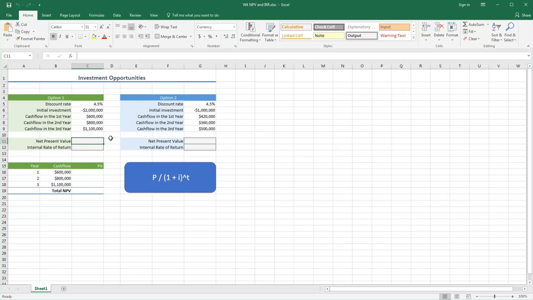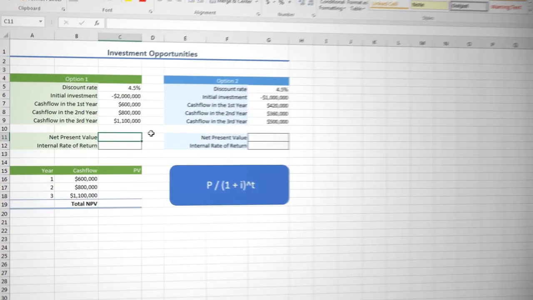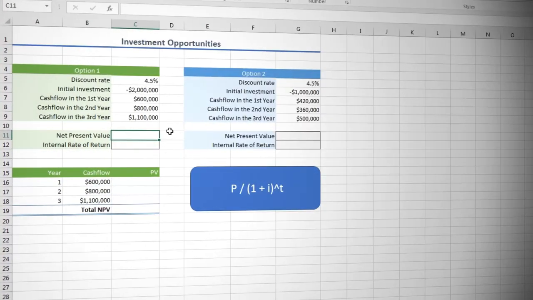Alex's next task is to use Excel functions to calculate the net present value of two investment opportunities. As we heard in the discussion videos, net present value is the difference between the present value of cash inflows and the present value of cash outflows. And so net present value can be used to analyze the profitability of a projected investment or project.